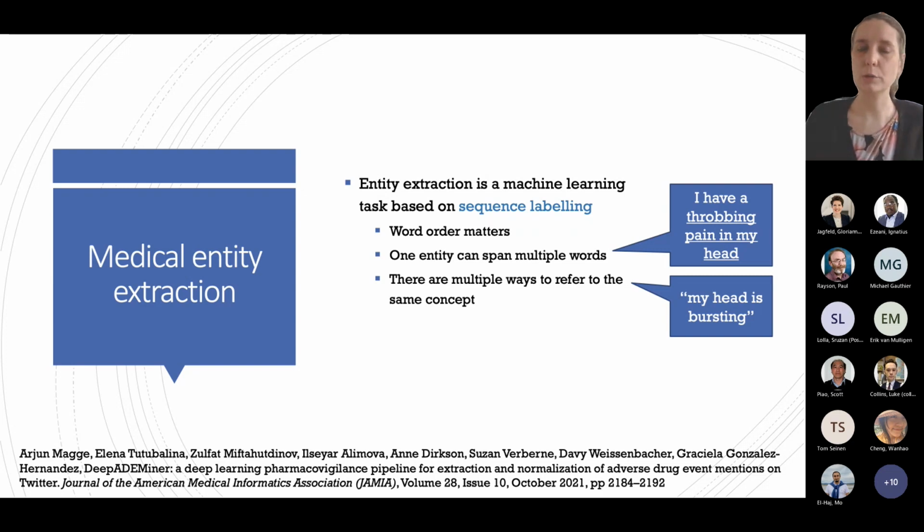In that sense, word order matters. Whether a word belongs to an entity depends on the word in context. And very importantly, one entity can span multiple words. Like here: "I have a throbbing pain in my head." It's quite a difficult way to say you have a headache. It's multiple words, but it's all the same entity. It's all the same possible side effect.